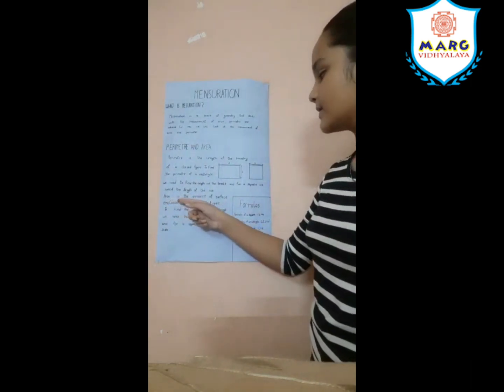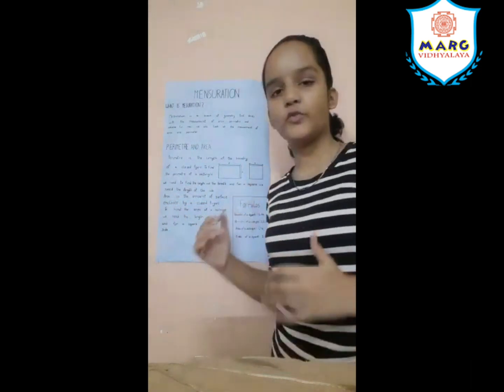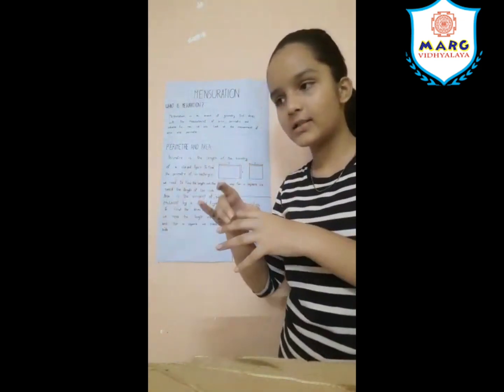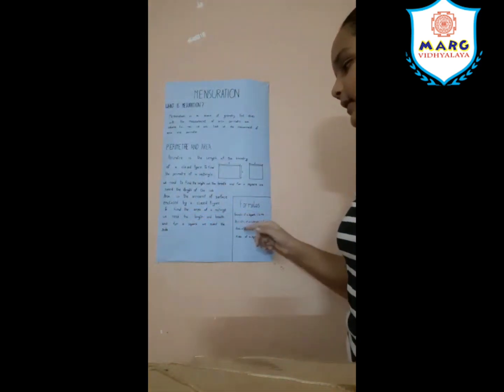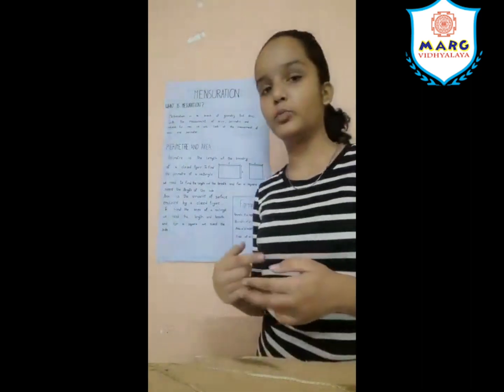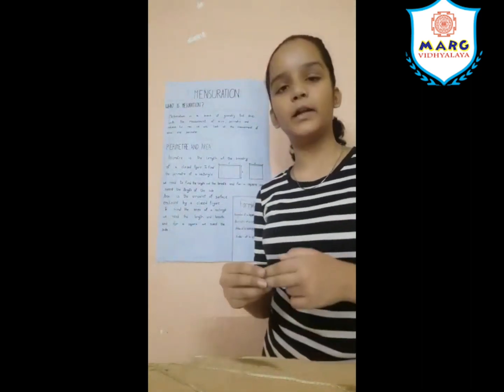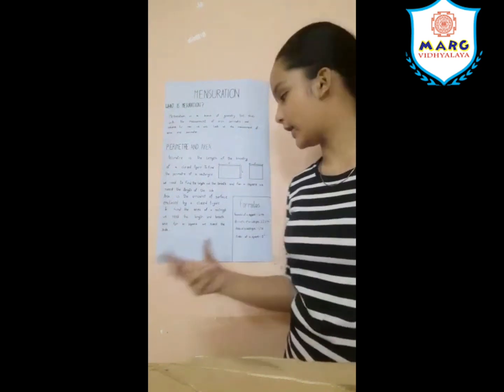Now area is the amount of surface enclosed by a closed figure. It's basically how much area a thing covers. So to find the area of a rectangle, we need the length and the breadth. The area of a rectangle formula here is L into B, which is L multiplied by B, length into breadth, and that will give us the area of a rectangle.